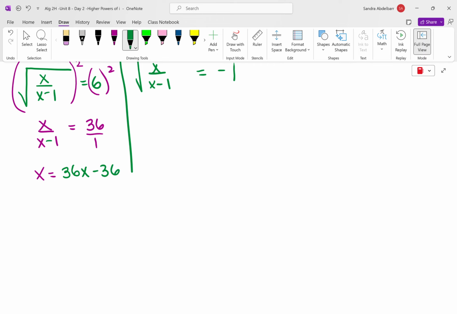Okay, so now we're going to cross multiply, and I'm going to get x is equal to 36x minus 36. Subtract that 36x, and we're going to get negative 35x equals negative 36. So x will equal 36 over 35, positive.